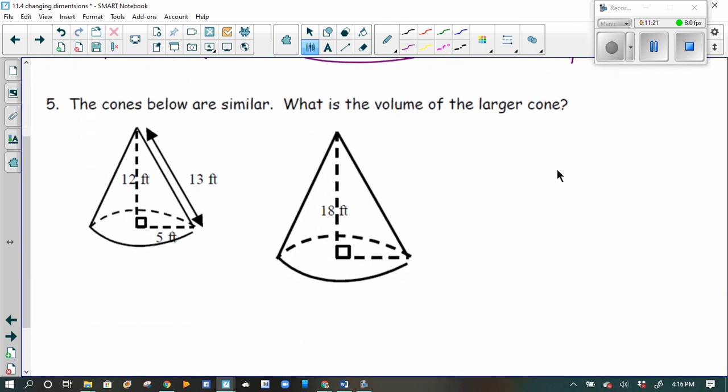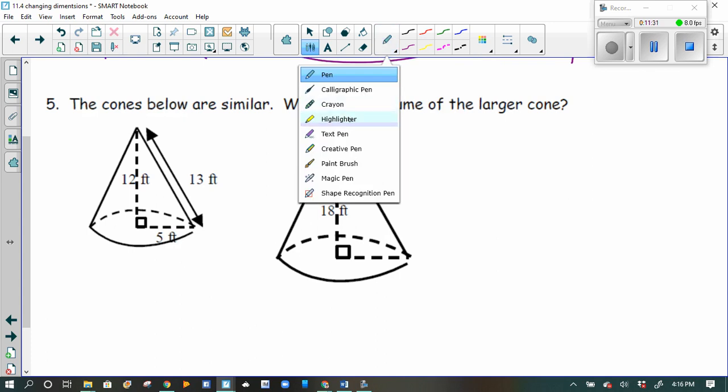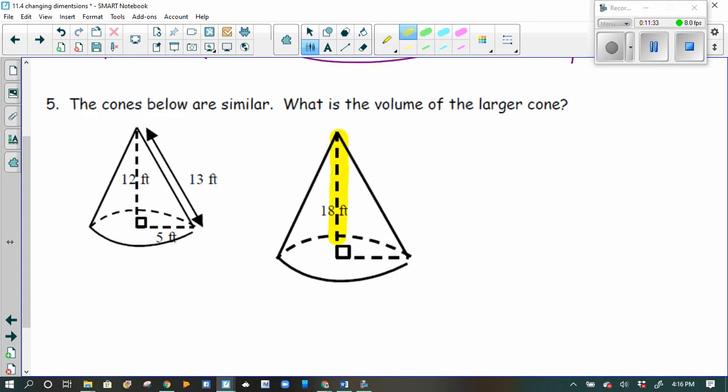Here it says the cones below are similar. What is the volume of the larger cone? Well, since they have given me the two heights, I can find the scale factor by comparing the two heights. So the first thing I'm going to do is find the scale factor. I'm just going to do small over large, just to keep it simple, okay?